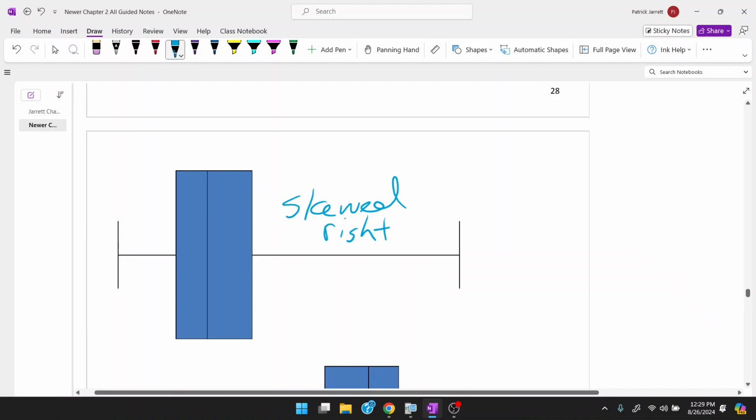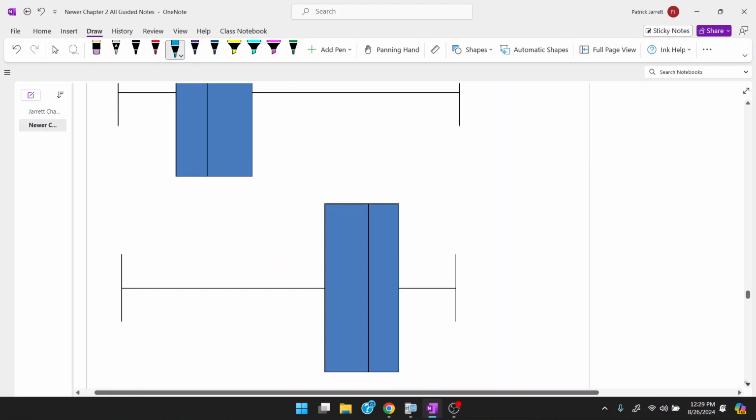And the last one would be skewed left. All right, any other questions on these ones? All right.